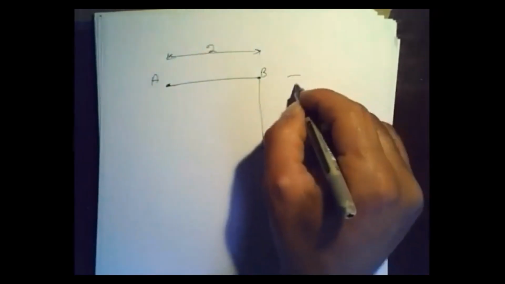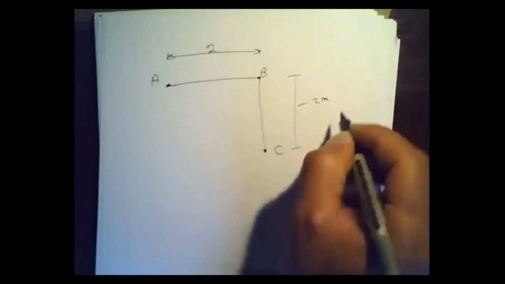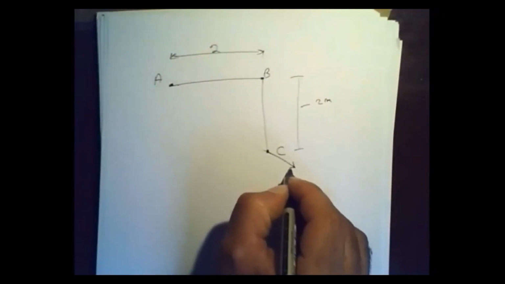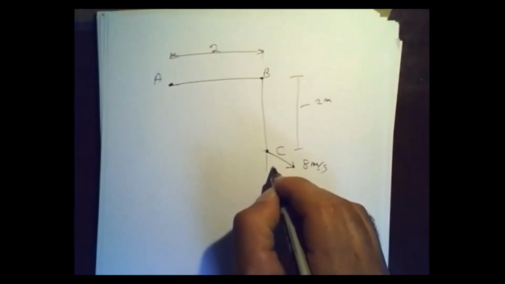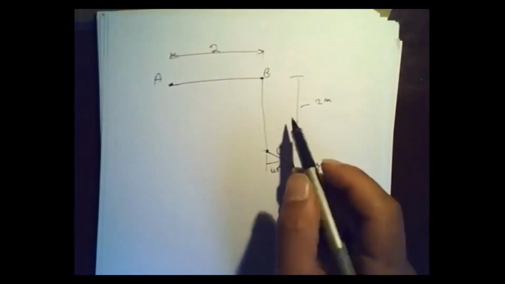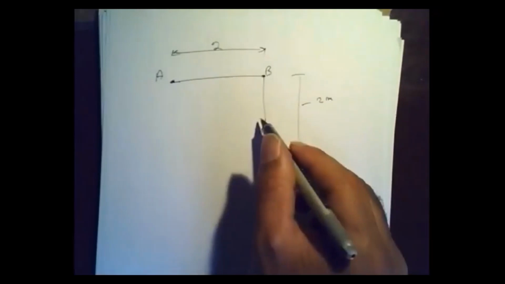We know the distance from here to here is 2 meters, and from here to here is also 2 meters. We know point C is going down with a velocity of 8 meters per second, and this angle is 45 degrees. I need to find omega AB and omega BC.